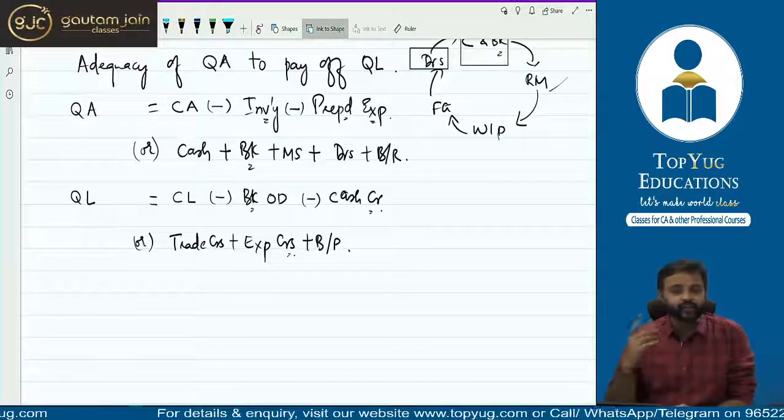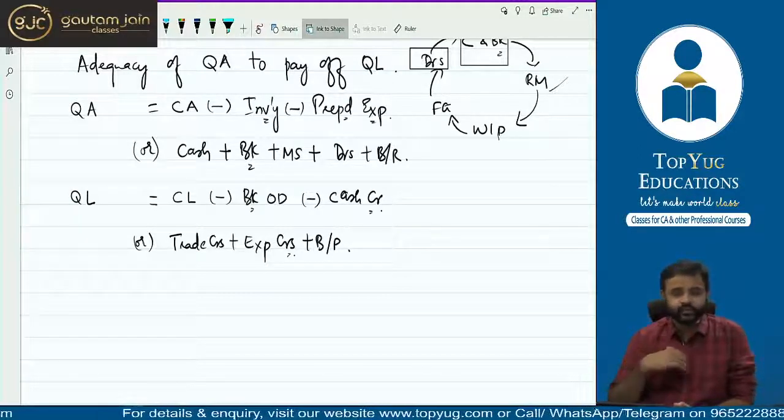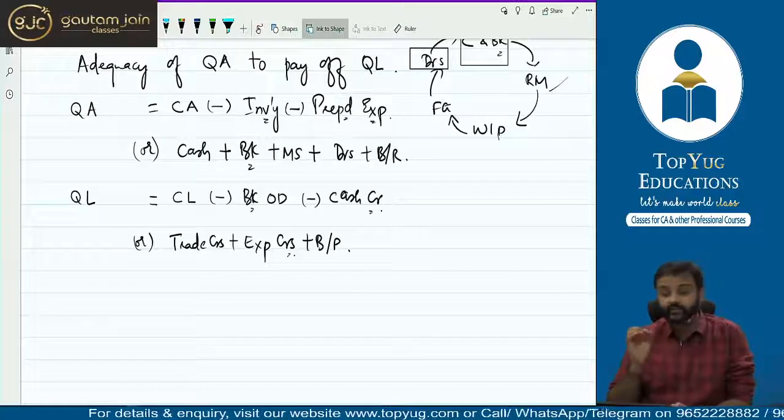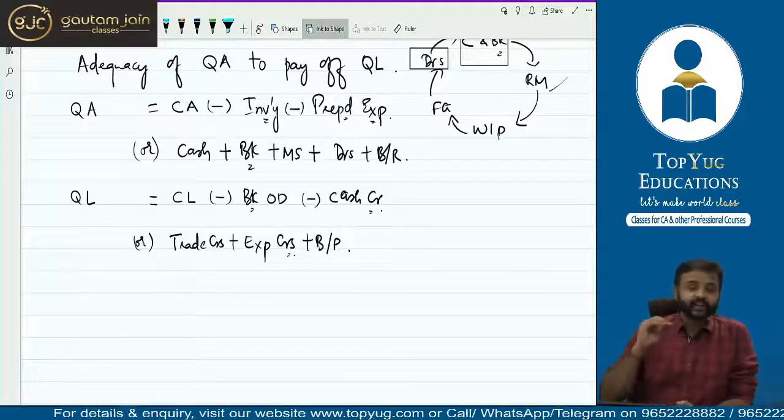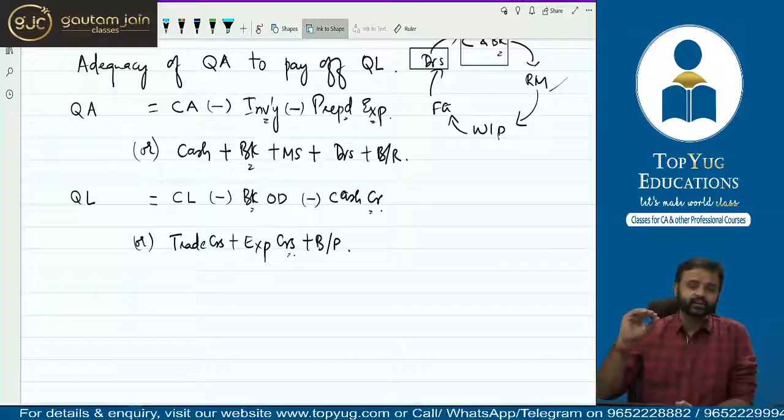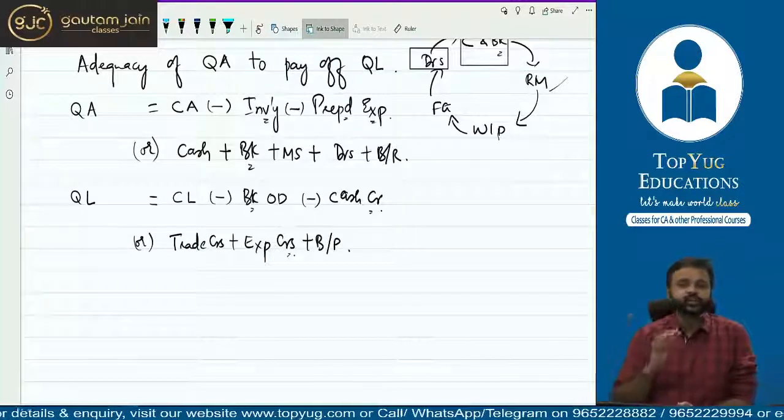You don't have to request the banker again and again. That's the benefit of cash credit. So it's like this much amount is anyways credited to your account. We have credited it, and you can use it anytime you want.